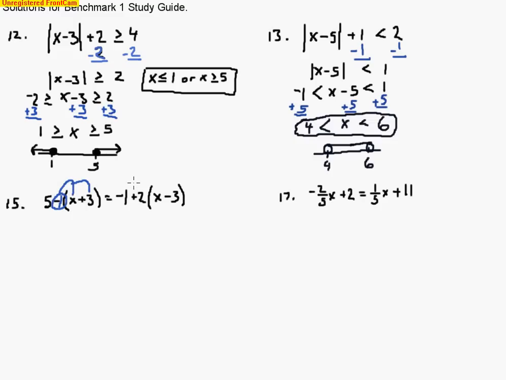On the other side of the equation, a common mistake is to combine these terms, but that would be wrong because multiplication comes before addition. So I need to use that distributive property again, distribute the positive 2 over those two terms. So what's left? Well, we've got the 5, we've got a minus x, we've got a minus 3.